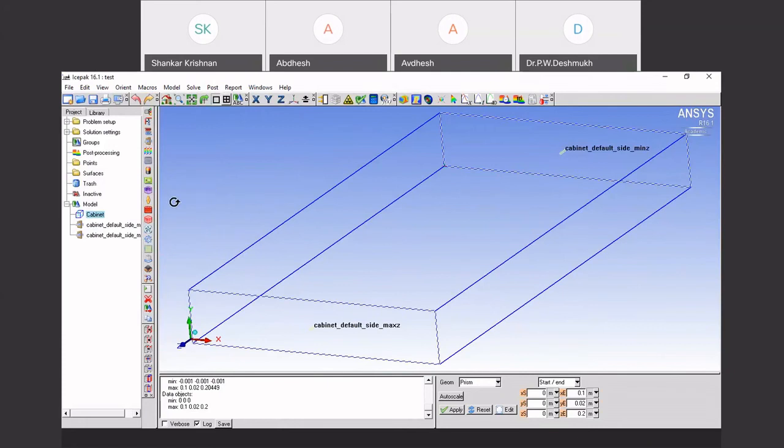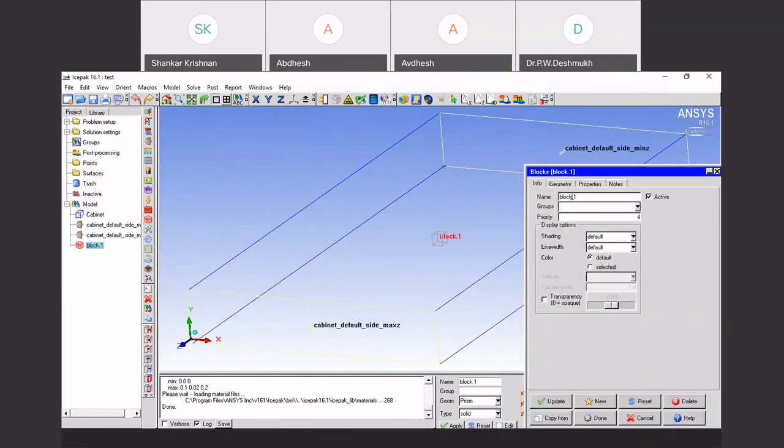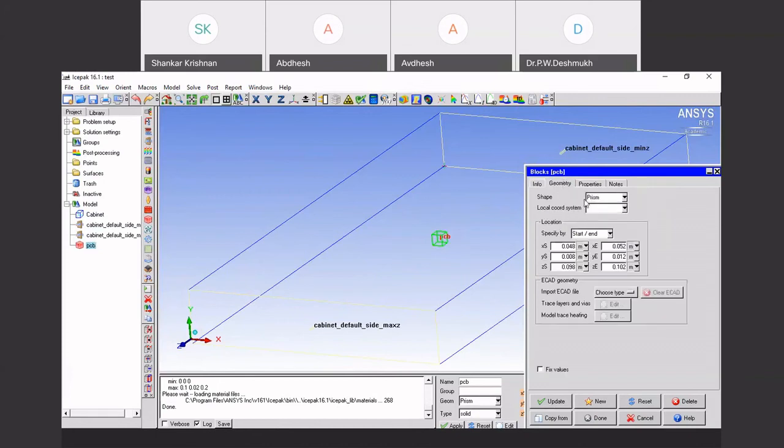I'll do a very simple calculation to show that this is a very easy way to use it. So I'm going to call this a PCB. I've created what is called a block. I will call it PCB, and I can change the default color to some green color or something like that, so that it looks like a board. And I have to go to the geometry, saying that my extent of this is going to be 0.